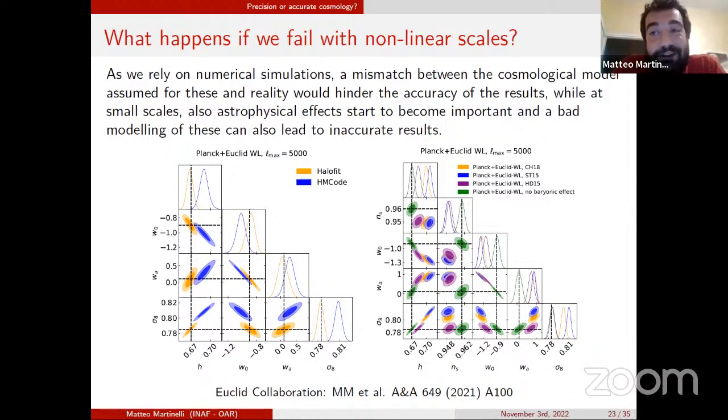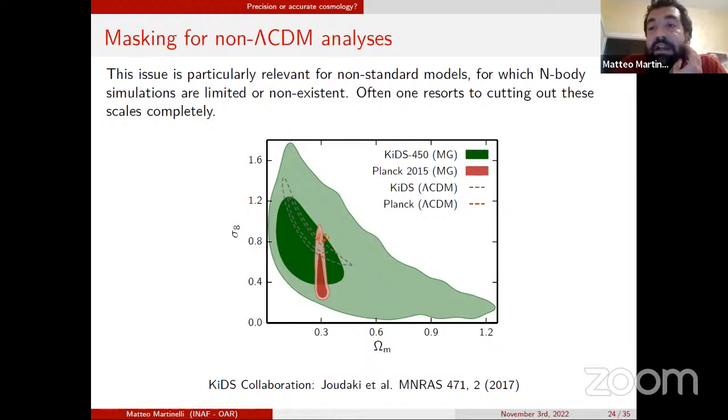This is an issue that is particularly affecting exploration of extensions to lambda CDM. One example that I stumbled upon many times is that of modified gravity. We don't have N-body simulations for general modified gravity models. For some models we have very few, or none for others. So when one wants to constrain modified gravity, the safest thing you can do to avoid inaccuracies, so wrong parameter measurement, is to cut out your nonlinear scales. You take those data, you throw them away. The problem is that you're losing a lot of information. You want to be accurate, but at this point you are not precise anymore.